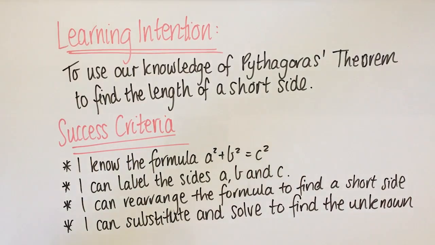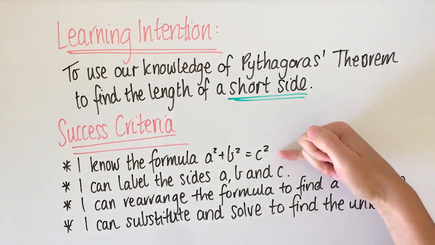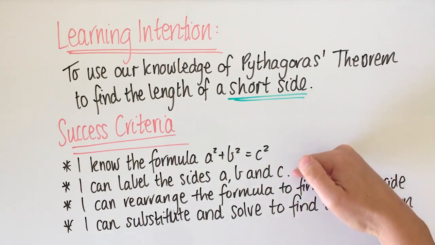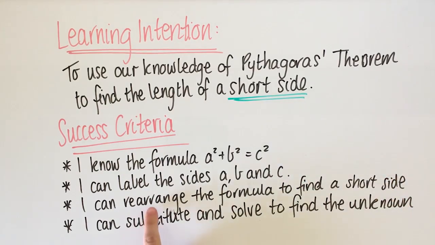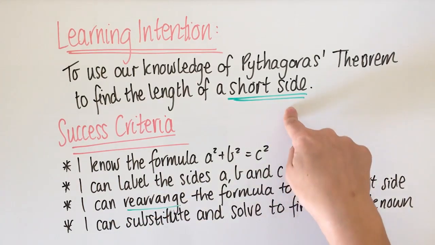Okay, so in today's lesson, the learning intention is to use our knowledge of Pythagoras' theorem to find the length of a short side. So that's the specific difference today. Same as the last couple of videos, it is knowing the formula and labeling the sides. The difference is you need to either be able to rearrange the formula or know an alternate formula to find a short side. You also need to be able to substitute and solve, but that's what we've been doing in our previous ones. So the main difference is knowing that the formula is slightly different to find a short side.